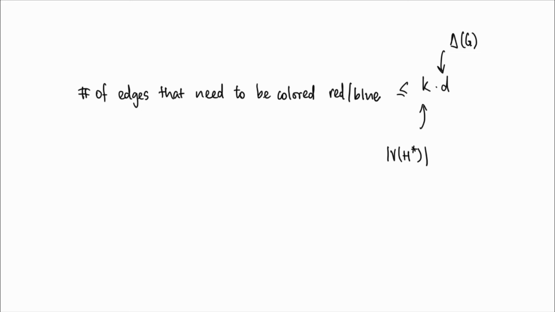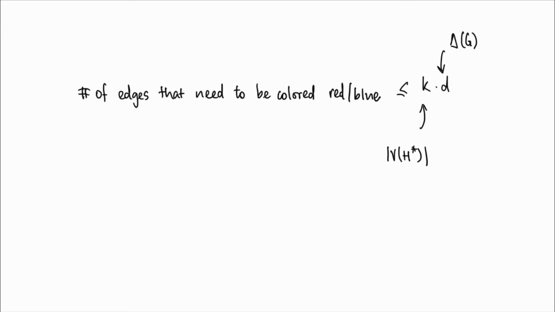But that doesn't really matter. We are looking for an upper bound, so an overestimate is just a safe upper bound. And further, the sum of all the degrees, of course, is bounded by the maximum degree times the number of vertices in H star. The maximum degree, of course, is guaranteed to be at most d, and the number of vertices in H star is k. So that's why we have this bound here.